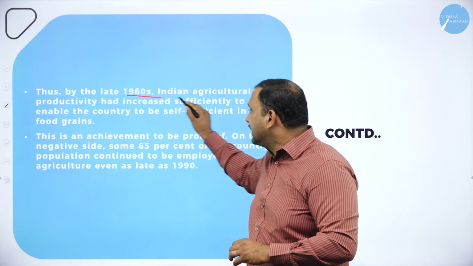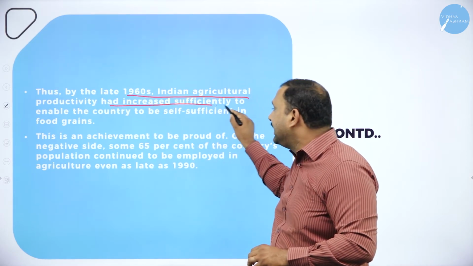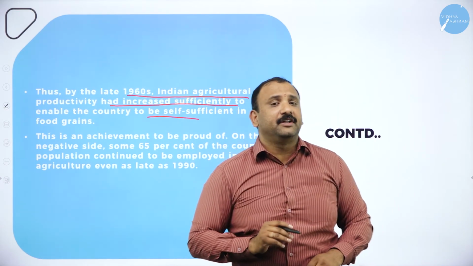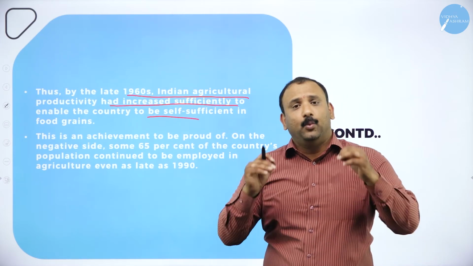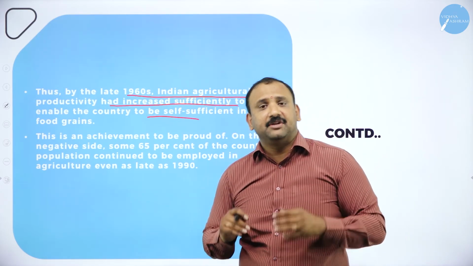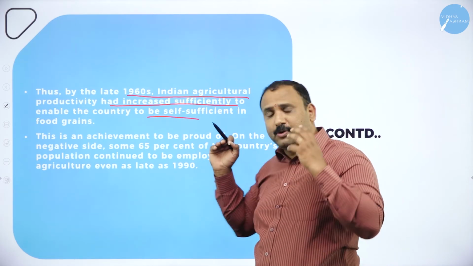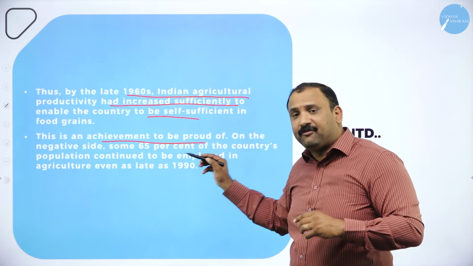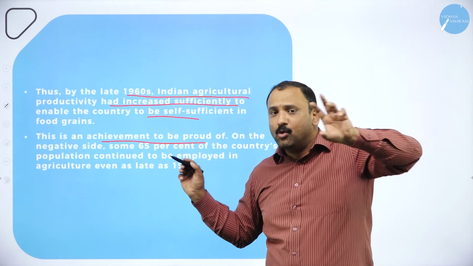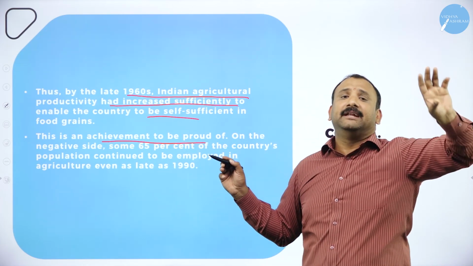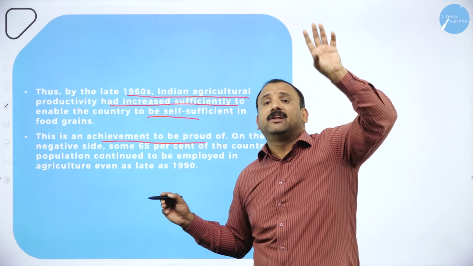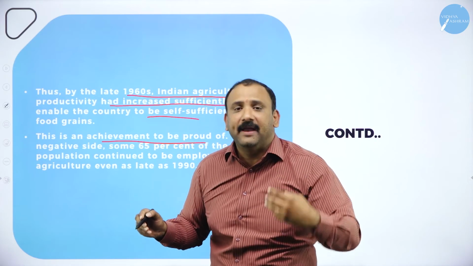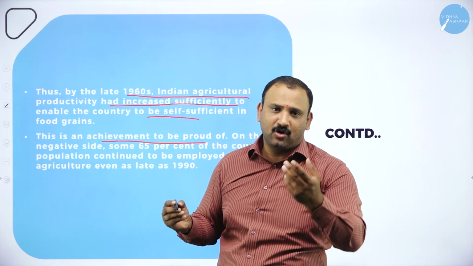If you see, in the late 1960s, Indian agriculture productivity increased sufficiently, enabling the country to become self-sufficient. Because of the Green Revolution, we became a nation which is self-sufficient and self-reliant, and this was a moment of achievement to be proud of, because our country moved away from all the negative aspects and the struggle, and we became a nation that could concentrate on growth and development, and on agriculture as a core sector, and make India a self-reliant nation altogether.